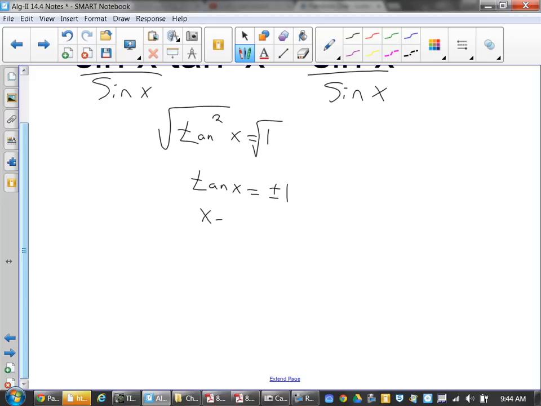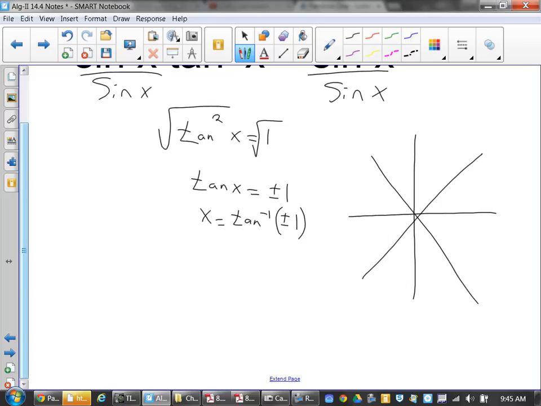So x would equal the inverse tangent of plus or minus 1. So this is asking me what angle or angles have a tangent of positive or negative 1. All of them. Which is that? Okay, I would go to 45. Yeah, I think so. 45 is... Now, what do you think you're on? It's going to be all of my pi over 4s.